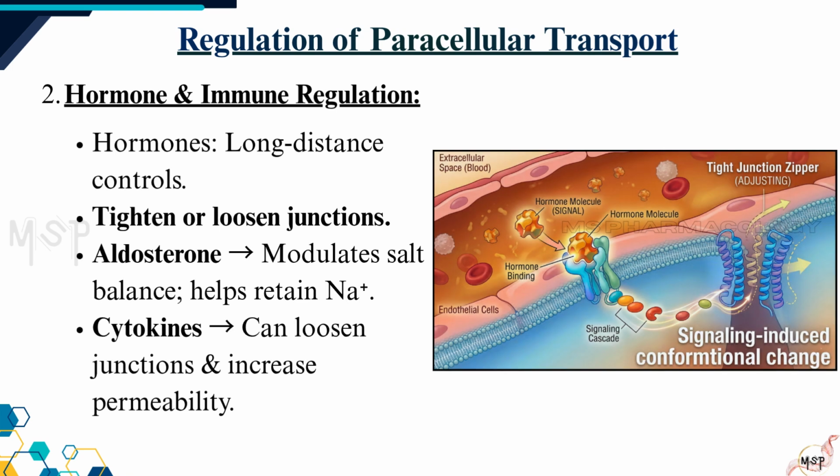Your hormones act as the body's long-distance remote control for these gates. They can tighten or loosen the junctions depending on the physiological state. Aldosterone. Known for its role in salt balance, it indirectly influences paracellular ion movement to ensure the body retains the right amount of sodium. Cytokines. These are the signaling molecules of the immune system. While necessary for defense, they often signal the junctions to loosen up, allowing immune cells and fluid to reach an area of need.